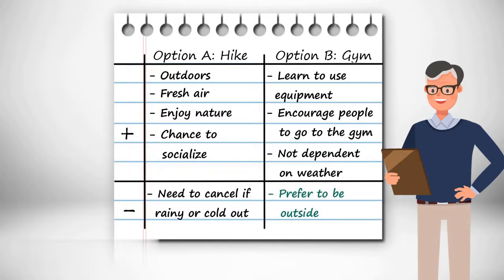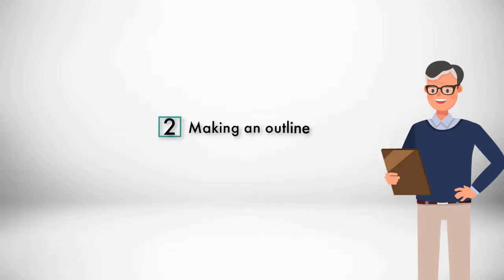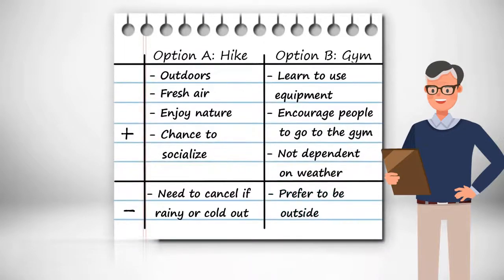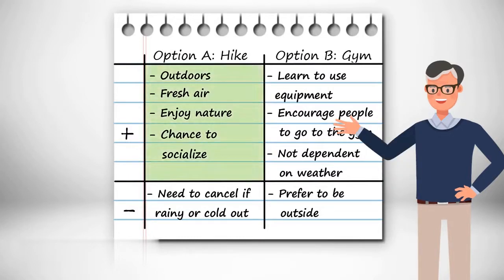Alright, now that I've brainstormed some advantages and disadvantages, I can start working on my outline. I'm going to take a look at my ideas and decide which are the best ones. When I look at my chart, I see that I have a lot of advantages for the hiking option, but actually some of these are very similar. The first 3 points, outdoors, fresh air, and enjoy nature, all seem part of the same main idea. I'll circle them so I know that they are part of one idea.